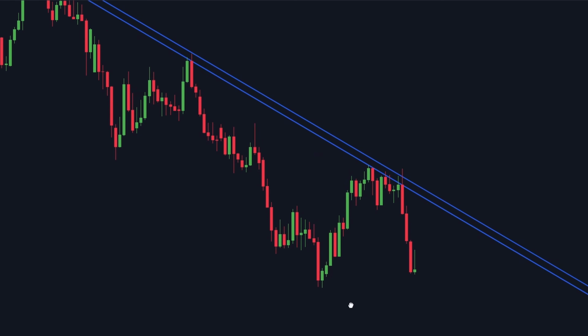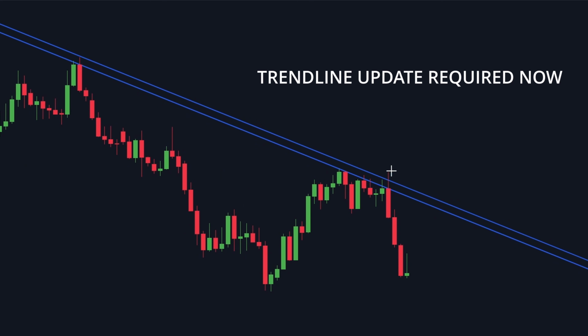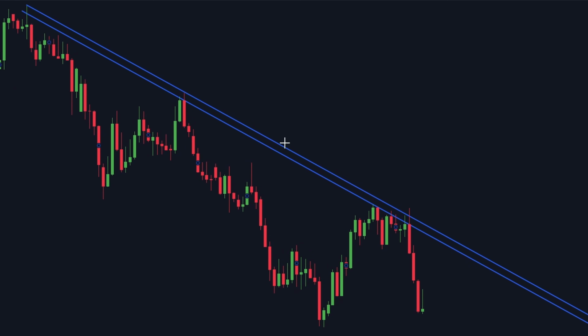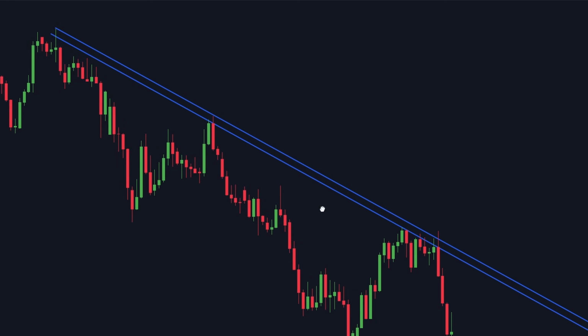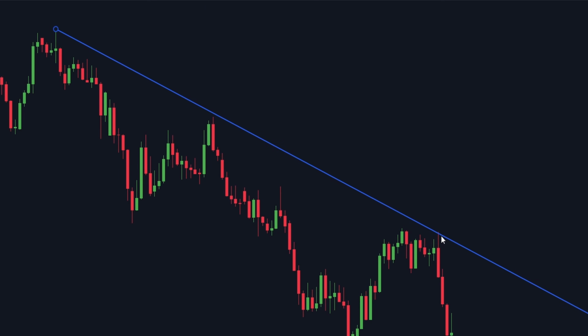And you can see market reverses from this particular trend line, but you can see that this wick expands the resistance of this trend line. So you have to update this particular trend resistance now. Simply erase the area line and include the wick of this candle. This is the last swing high.